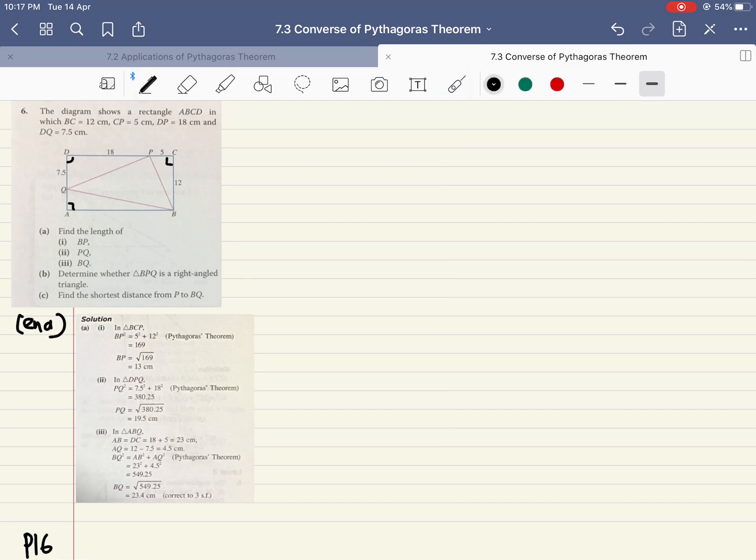So the question is, determine if BPQ is a right angle triangle. So that's the focus of this topic. That's why I keep going through this over and over again.